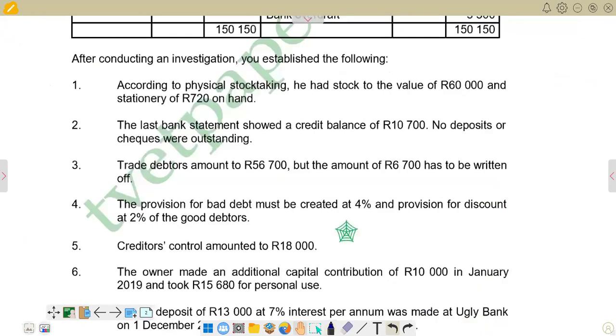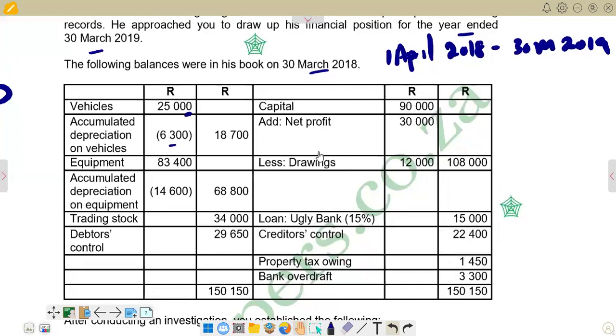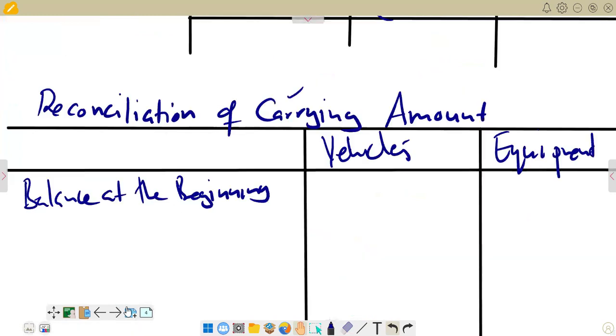So if you come here, you will see that carrying value at the beginning for vehicles is 18,700. Then for equipment at the beginning, we have 68,800. So these are the figures that I'm going to put there as our carrying value at the beginning. So for vehicles, we've got 18,700. For equipment, we've got 68,800.